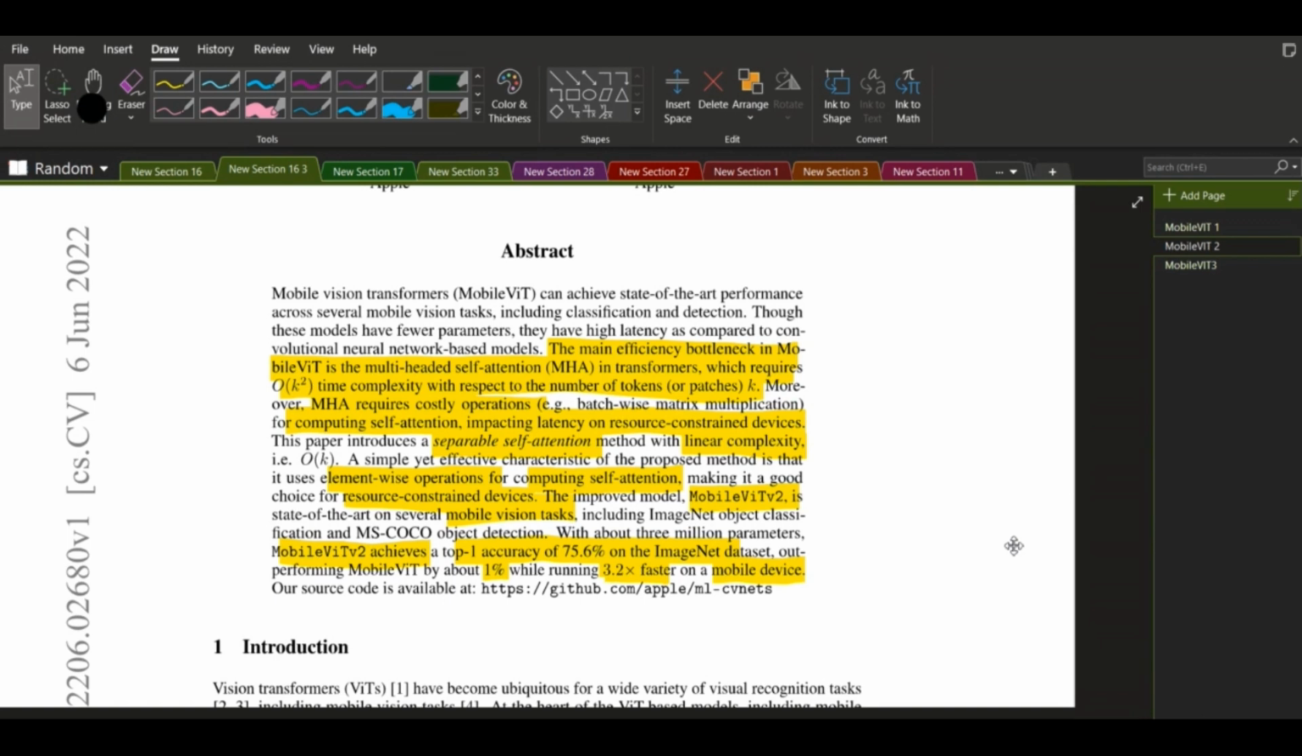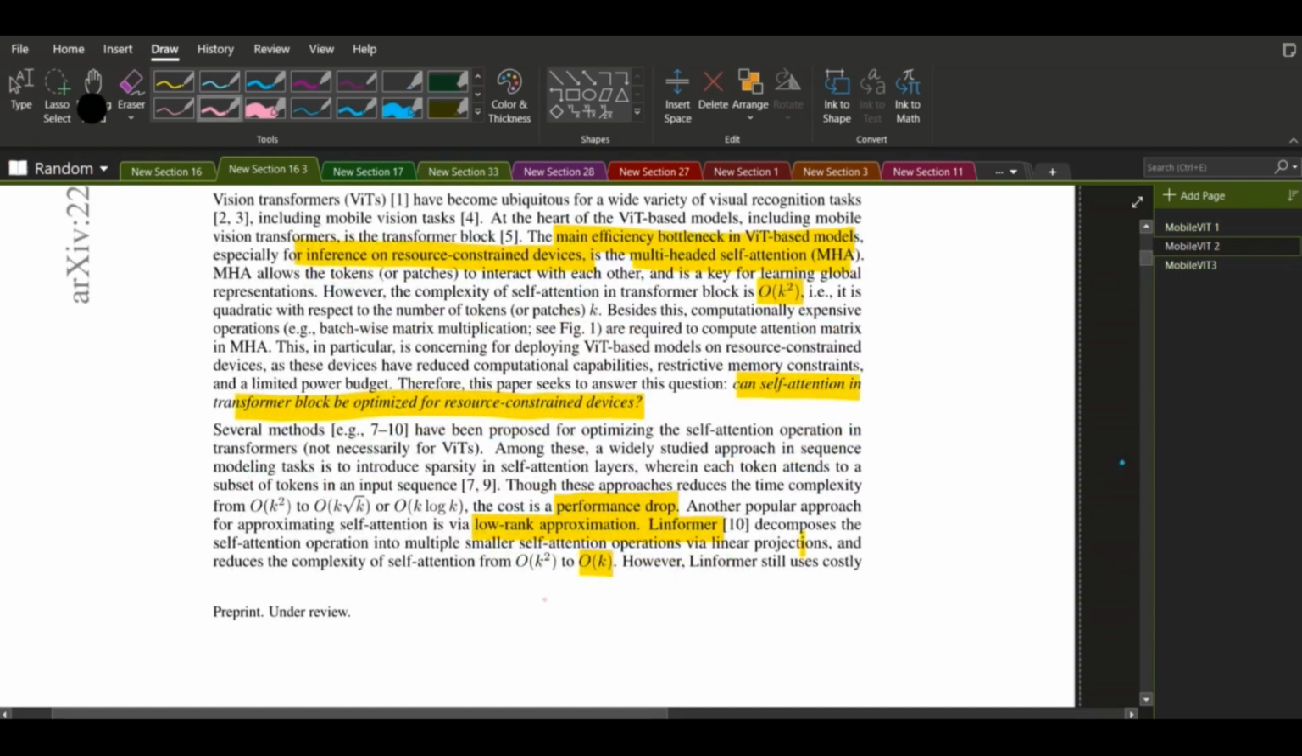There have been quite a lot of attempts from previous authors who tried to linearize the self-attention, right? If we take an example like Linformer, the author tried to decompose this self-attention operation into multiple smaller self-attention operations. This was through linear projection, and this reduced the time complexity of the self-attention from quadratic to linear time. However, these models still use costly operations, such as batch multiplications. So they are not necessarily designed for resource-constrained devices, such as mobile devices. That was one reason why they didn't use some of these models developed in the past.